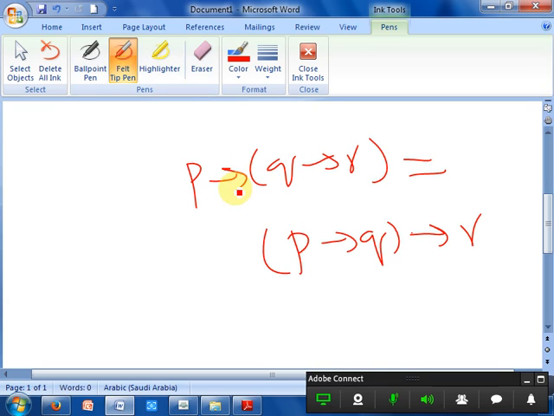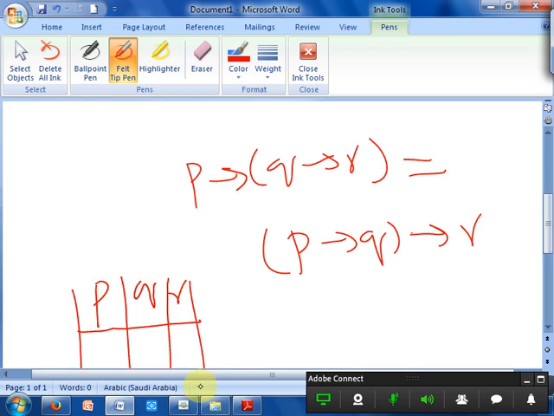So how to check is to write the truth table. Write the truth table for P, Q, R. Then after this, first we solve what is in the brackets. So first let us take Q then R. You solve it using Q and R.